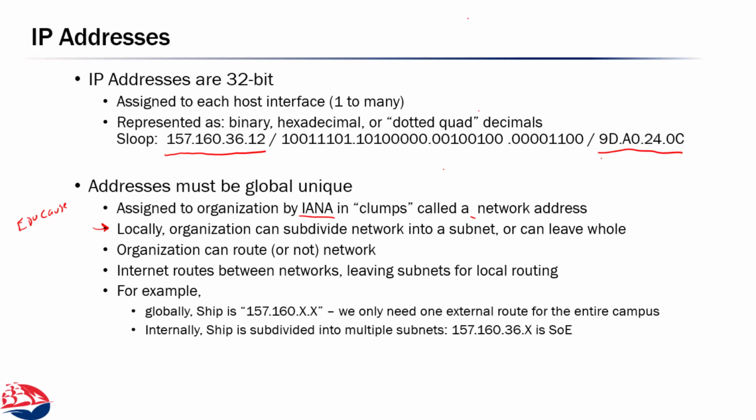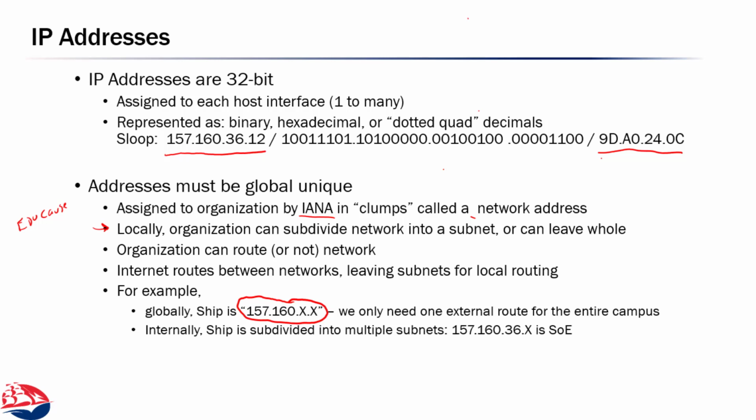So we have a range of addresses that all start with 157.160. Everything on our campus starts 157.160. There is no other internet entity in the entire world that has internet addresses of 157.160.anything, just Shippensburg University. And so what this allows us to do is, as far as the world is concerned, they don't need to know how to get to Sloop. They don't care. They just need to know how to get to 157.160.